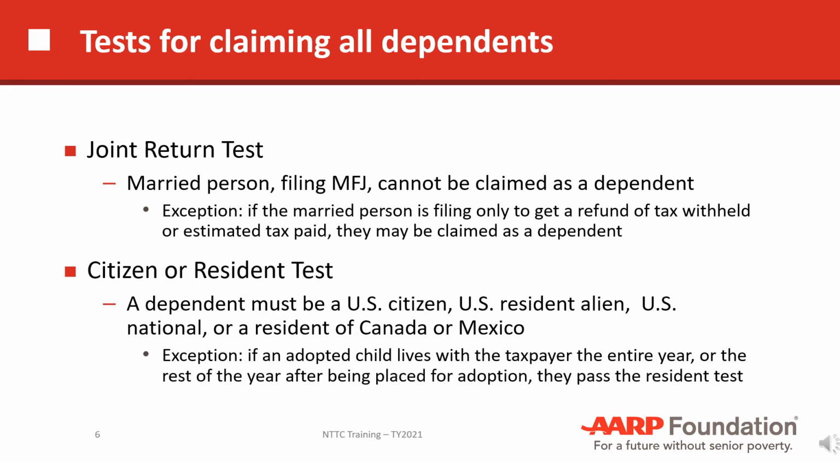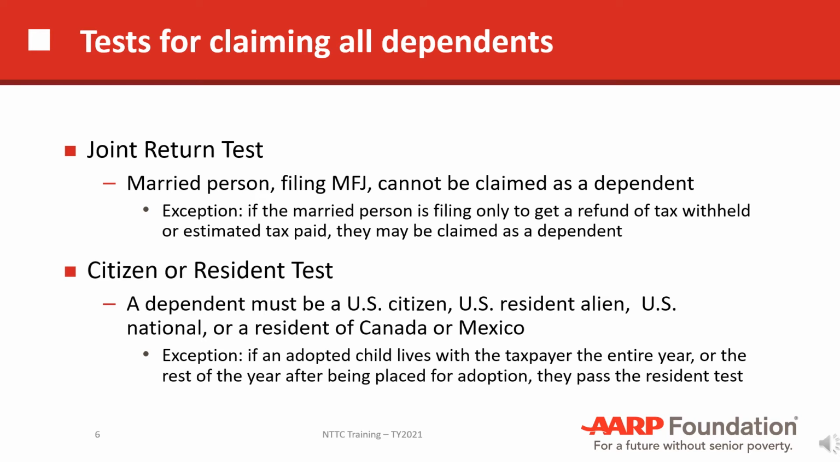Then we have the joint return test. So if a married person already filed married filing jointly, they are not allowed to be claimed as a dependent. And we have the same exception here that we had in the last scenario, in that if somebody files a return, not because they were required to, but because they wanted to get a refund of their tax withholding or their estimated payments, then they're not considered to be affected by this rule. So anybody filing MFJ is not allowed to be a dependent unless they file with this exception.